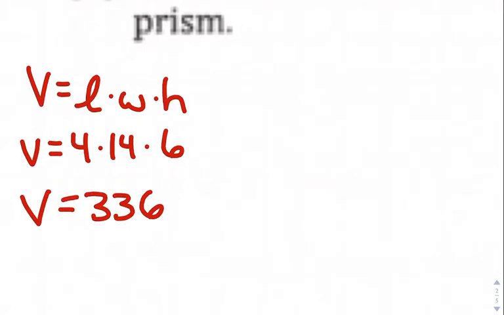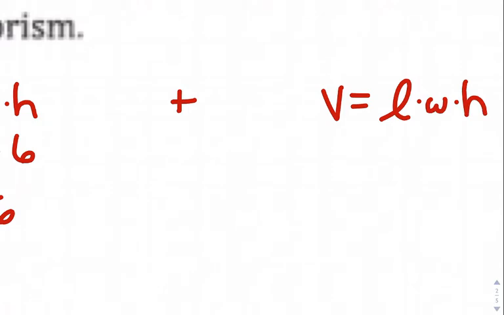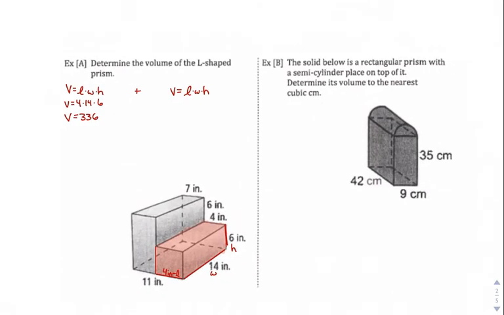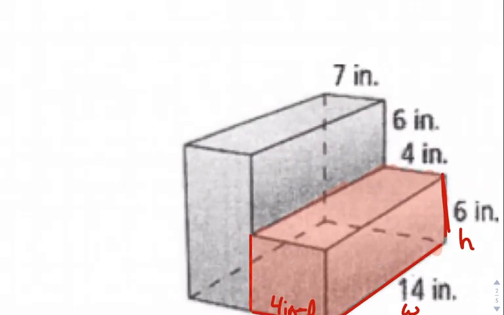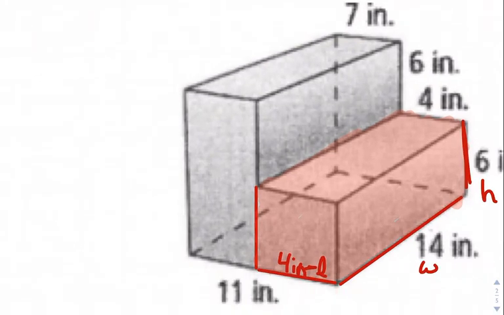Now I know I'm going to have to add that to the other volume, which is also a rectangular prism, so I can say length times width times height again. So now let's look at this one. We have to figure out what the length, width, and height is. If this side's the length, well, this whole thing is 11. 11 minus 4 would give me 7 inches. And I see it right up here too. So that's how I know I'm right.